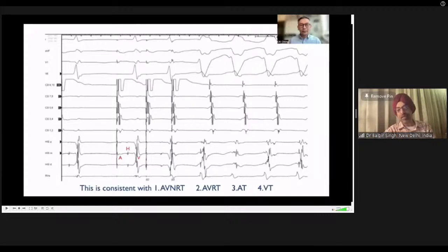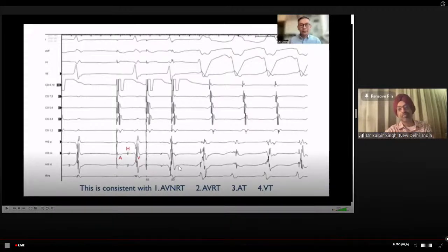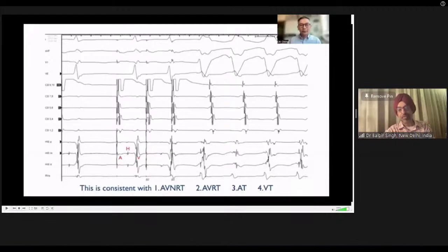Now this A produces this H, and this AH is longer than the previous. So if we see this is a rapid atrial pacing, can't estimate the cycle length, but the second beat of pacing has an AH which is longer than the first beat, right?